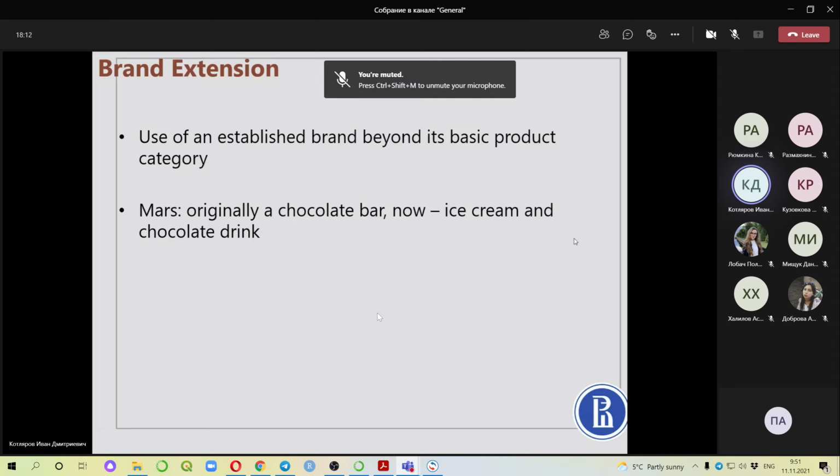Okay, I hope all of you have seen Mars ice creams. Chocolate drinks are less popular, but still they are available on the market. So Mars is now used not only for chocolate bars, but also for ice creams and chocolate drinks. It is exactly what we discussed, if I'm not mistaken, that Mars, despite its very strong association with chocolate bars, is used also for ice creams and drinks. Guys, is it clear? Yes, it is. Do you have some other examples of such brand extension?